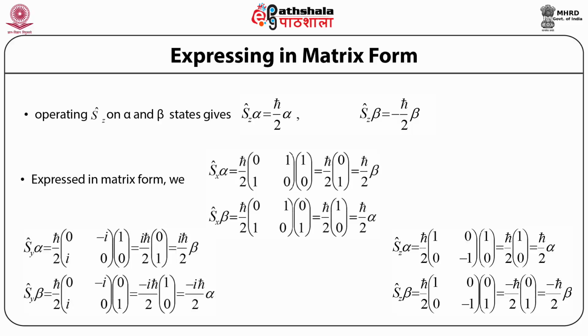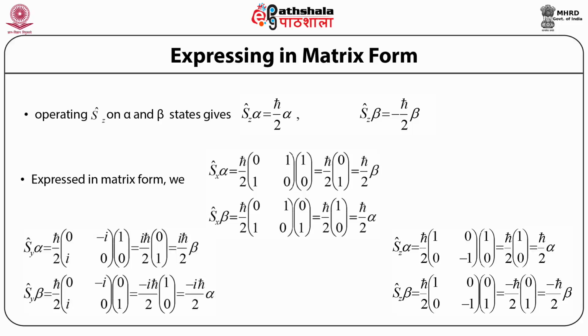And similarly, for the z component of the spin operator, Sz acting on eigenstate alpha gives h cross by 2 times the 2 cross 2 matrix 1 0 0 minus 1 times the column matrix 1 0, and this is equal to h cross by 2 times the column matrix 1 0, and this is equal to h cross by 2 times alpha. So spin operator Sz acting on eigenstate alpha gives an eigenvalue h cross by 2, and the eigenstate is alpha, that is spin up state.